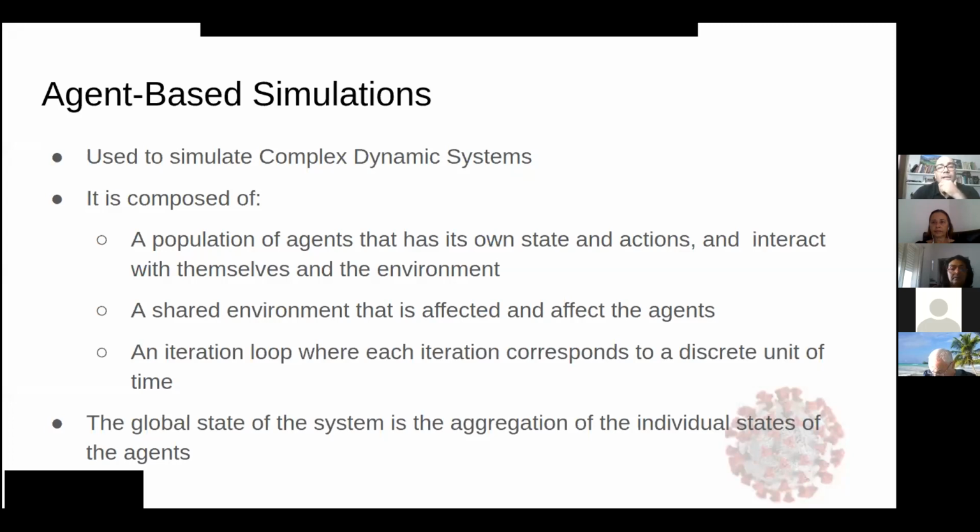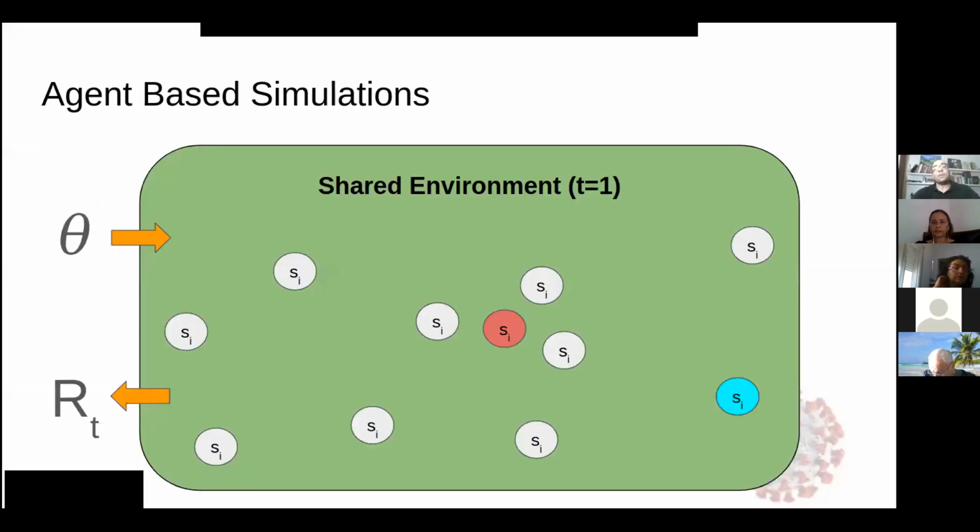This is the agent-based simulation. So we have this shared environment in green. We have the set of parameters that are used to configure the shared environment and to create the agents, the initial state of the agents. Okay, we have the response variables for each iteration.